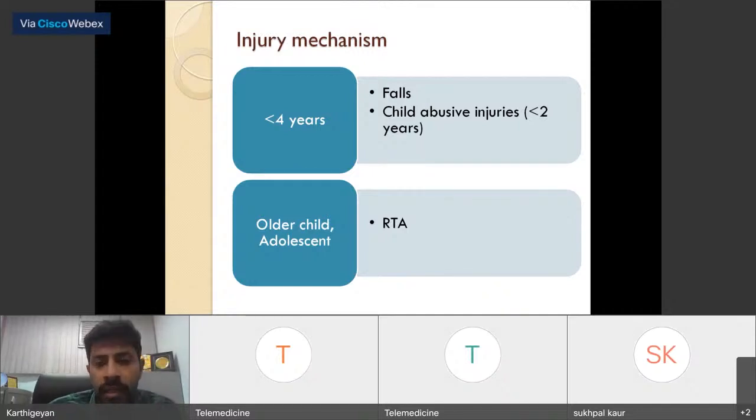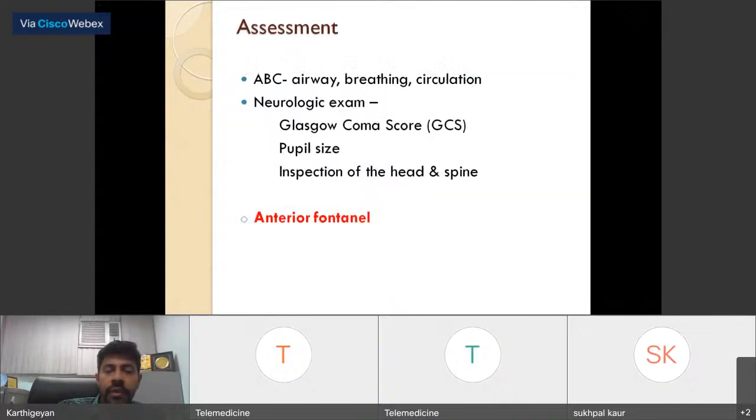So coming to the injury mechanism, overall what we see in our setup is that the most common injury mechanism is falls, most commonly falls from height. Western data and other data say that in children less than 4 years, falls are the major cause. And in less than 1 year especially, child abusive injuries are a significant etiology in this group. And as they grow older, in the adolescent age group, RTA becomes a major cause of injury.